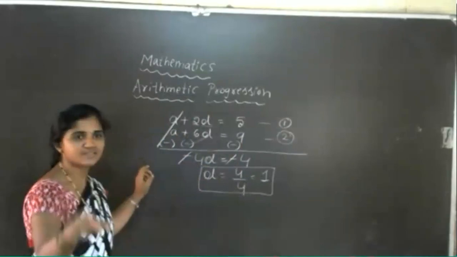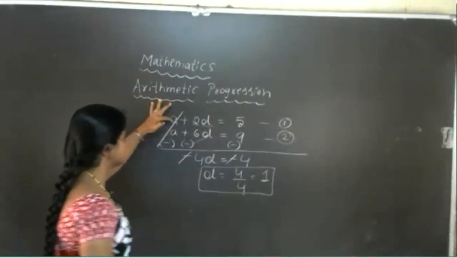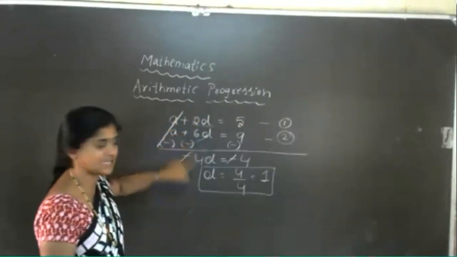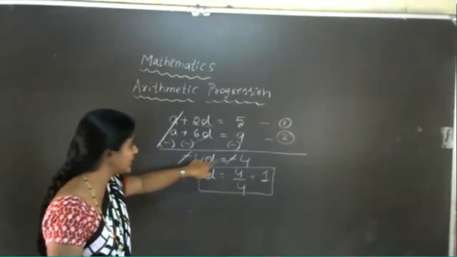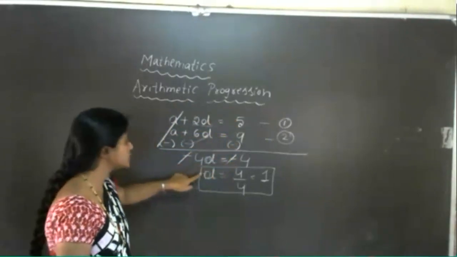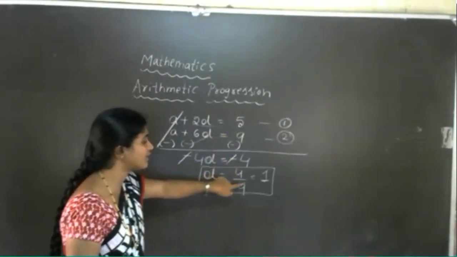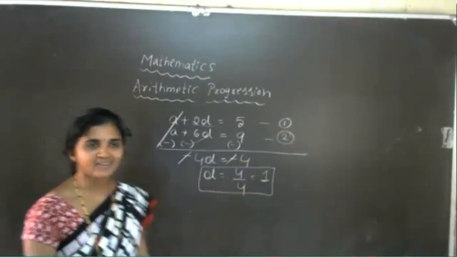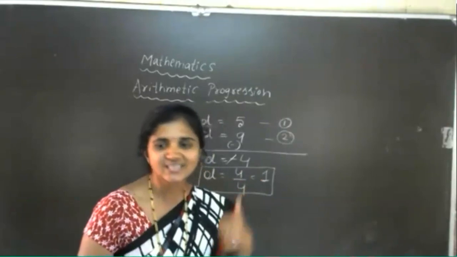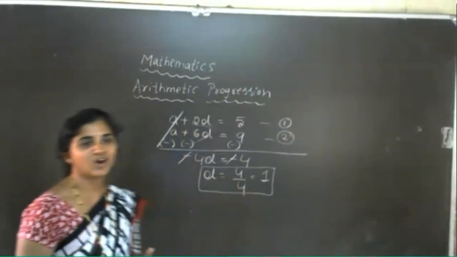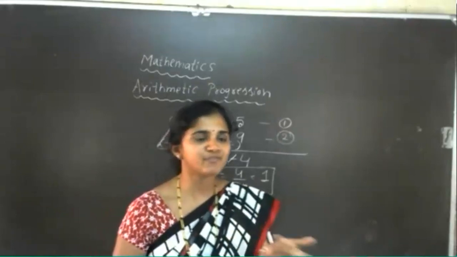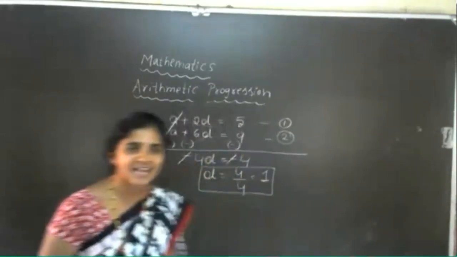Now for this problem, plus a minus a get cancelled, then plus 2d minus 6d, so the answer is minus 4d. That is equal to plus 5 minus 9, which is minus 4. Therefore d we got 4 divided by 4, that is 1. I think now you got the idea. So we got d now. Using this d, we have to find out the a value. Why do we need the a value? In an AP, the first term is represented as a now.